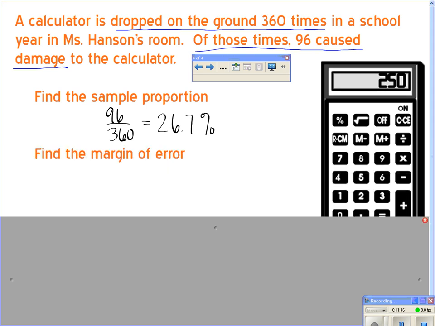The margin of error, how do we find that? Something with a fraction. 1 over the square root of, it's not x, it is a number. Which one would you use? The total sample, which is 360 times. So what is the margin of error?